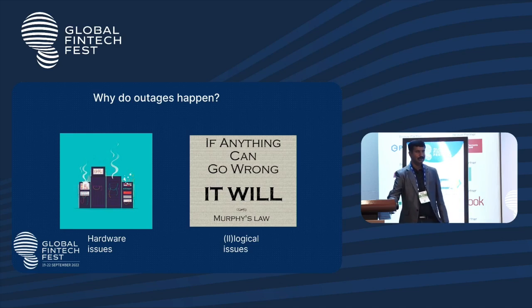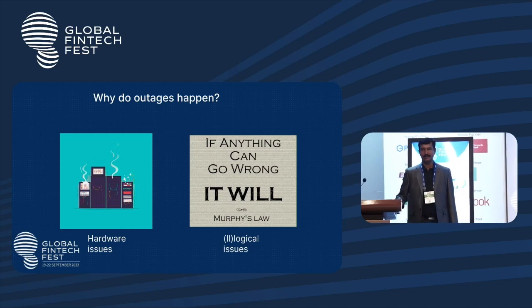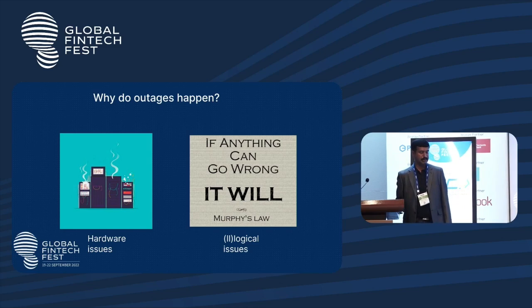The other important thing to understand when you're dealing with resilience is Murphy's Law. You can say that it's logical or illogical. It says that if anything can go wrong, it will go wrong at some point of time. It's guaranteed. So anything can go wrong.